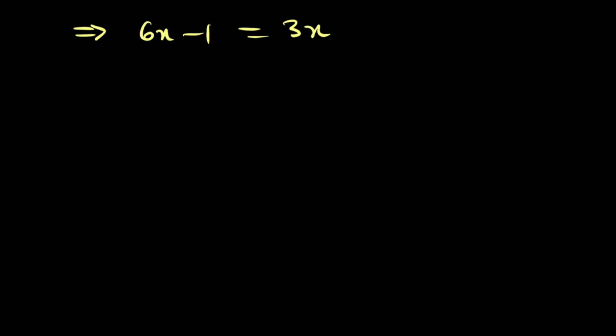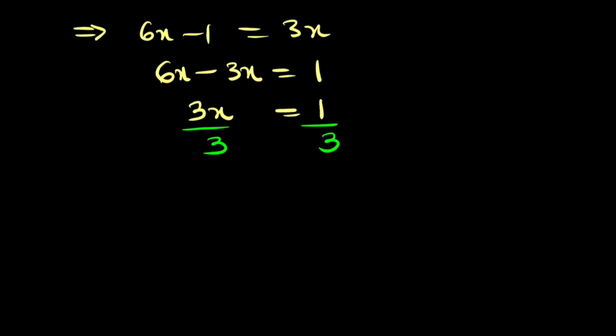So we are simply going to have 6x minus 3x on the left hand side, and then we take 1 to the right hand side. So we have 3x. 6x minus 3x is 3x, then is equal to 1. Go ahead and divide through by 3, so that your final answer is x is equal to 1 over 3. As cumbersome as that question looks, the final answer is simply 1 over 3.